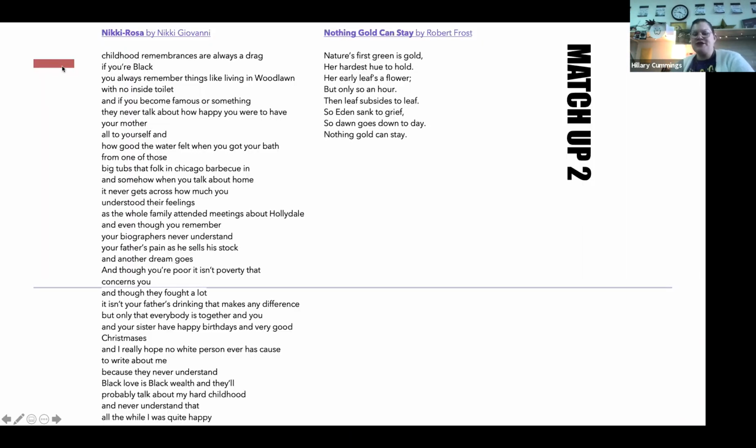We have our next matchup. The first is Nikki-Rosa by Nikki Giovanni. So I want you to listen. What do you think the author's attitude is in this poem about the subject?